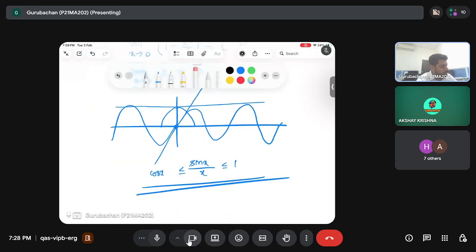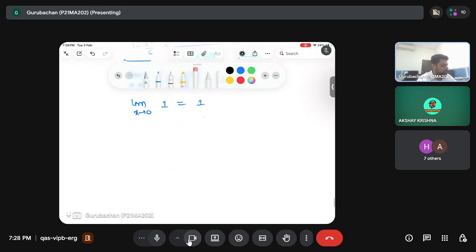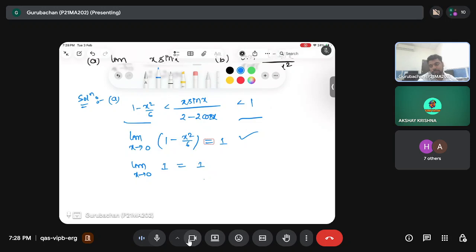So by squeeze theorem, what is the limit of this left function? 1. And what is the limit of the right function? 1. So by squeeze theorem, what can you say? The middle function's limit is also 1. That means the limiting value of x sin x divided by 2 minus 2 cos x is equal to 1.